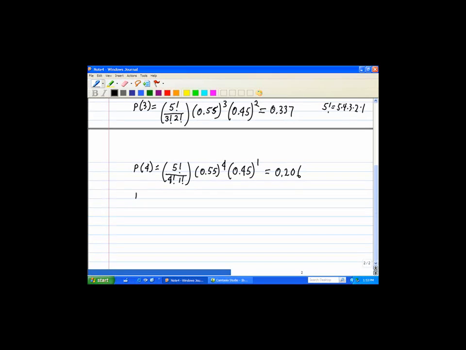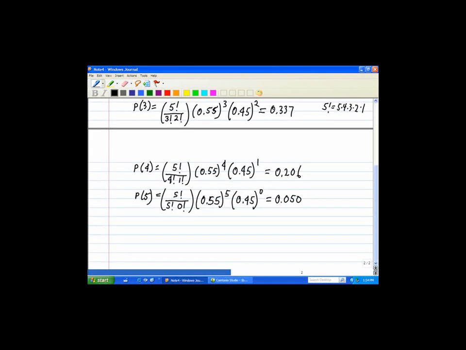So now we have the probability of winning 3 games in the next 5, the probability of winning 4 in the next 5, and then the probability of winning all 5 is equal to 5 factorial over 5 factorial and 0 factorial. And 0 factorial is just 1. So it's 0.55 raised to the 5th power, winning 5 games, and 0.45 raised to the 0 power, which is just 1. When you evaluate this, it's 0.050.